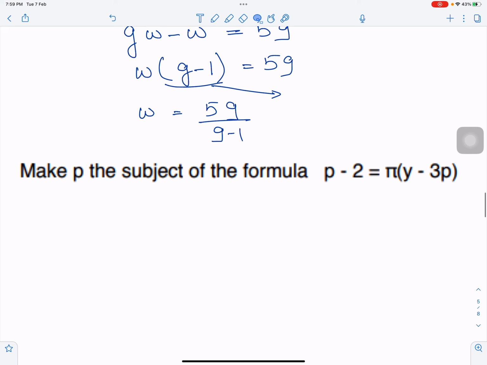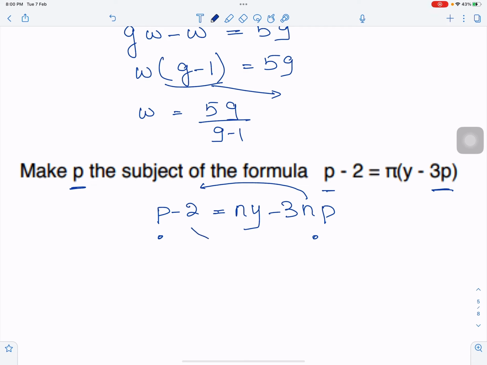Okay, now let's see this one. You have to make P a subject. P is present here and here, more or less like the previous question. So left hand side P minus 2 I will write as it is. Right hand side I will expand. It is N or pi, N, suppose Ny minus 3NP. Now P is present in two terms, it should be together. So I will take minus 3NP to this side and minus 2 to this side. So it will become P plus 3NP equals to Ny plus 2.